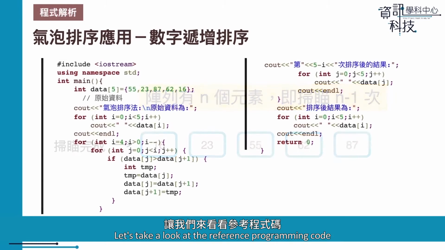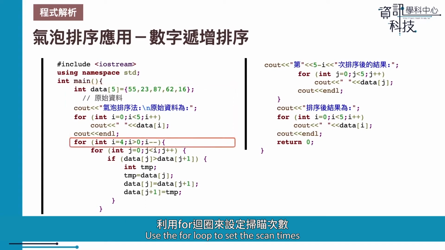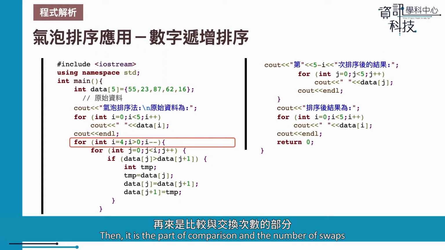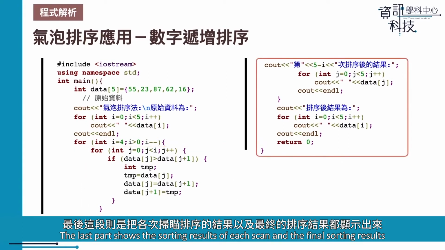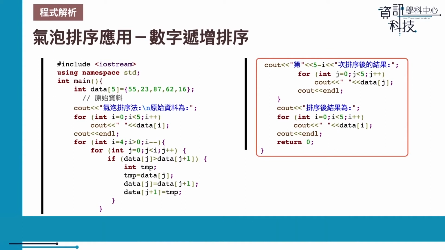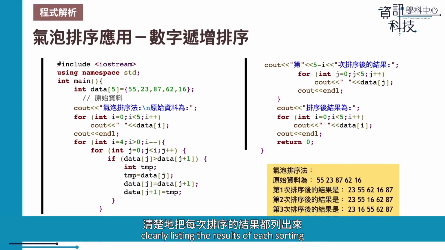Let us take a look at the reference programming code. First of all, we set up the array placing the original data in the show data. Use the for loop to set the scan times. 5 data items, so scan 4 times, i equals 4. Then it is the part of comparison and the number of swaps. If data j is larger than data j plus 1, then swap. The last part shows the sorting results of each scan and the final sorting results. Then the execution result will be like this, clearly listing the results of each sorting.